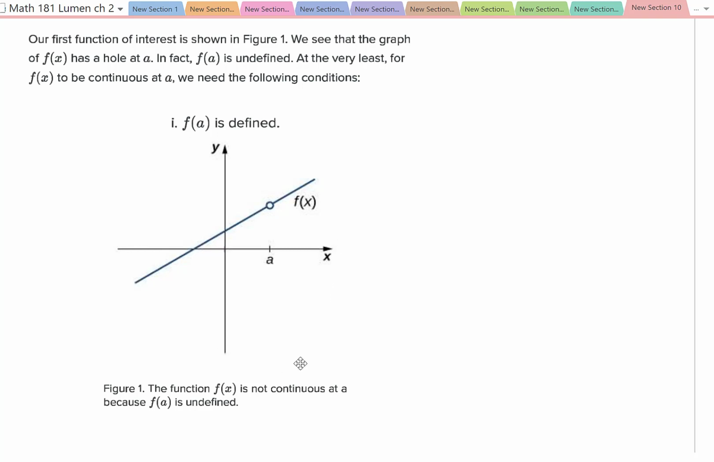So looking at this first one, would this be continuous? And by continuous we mean, if you were to draw the graph, you never have to lift your pen or pencil up from the paper to draw it. Well, right here, no, we have a hole in the graph, so that's not continuous. We have a place where it's not defined.